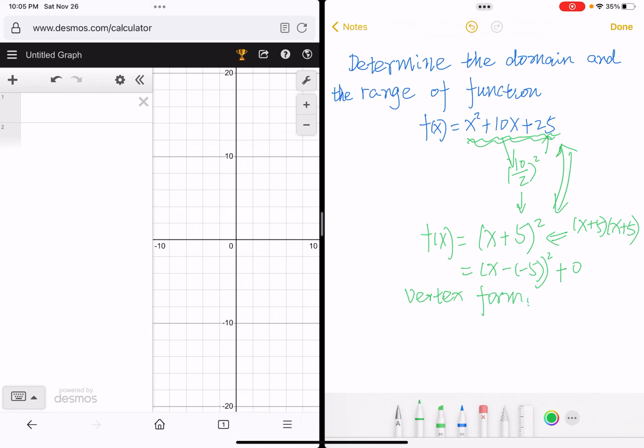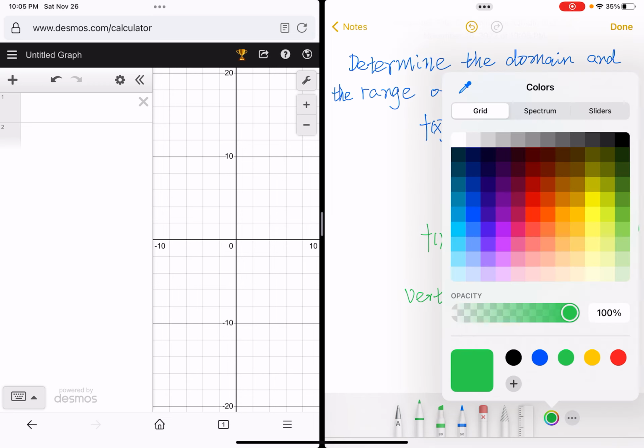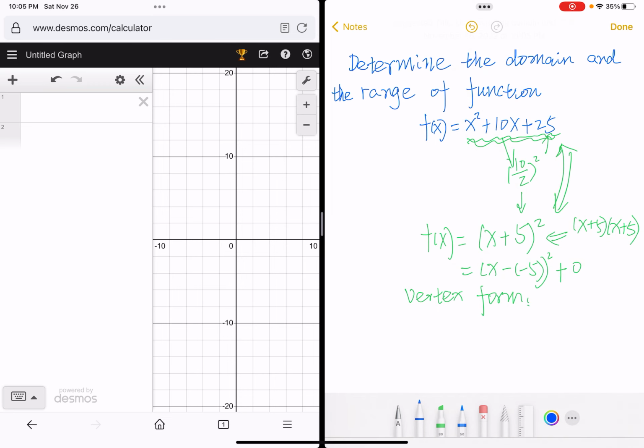Vertex form, the vertex is x is this number, which is -5, and y is this number, 0. So the vertex is (-5, 0).